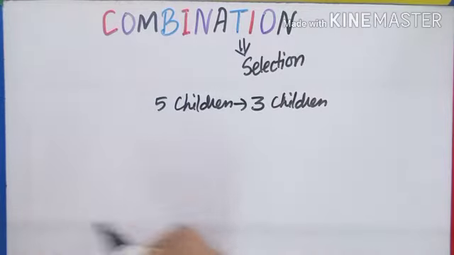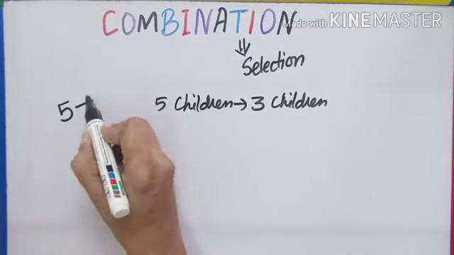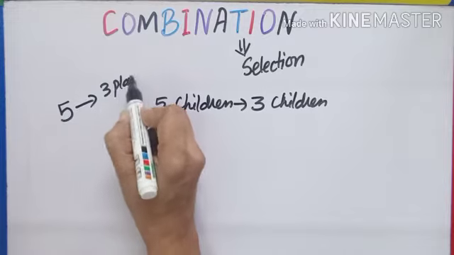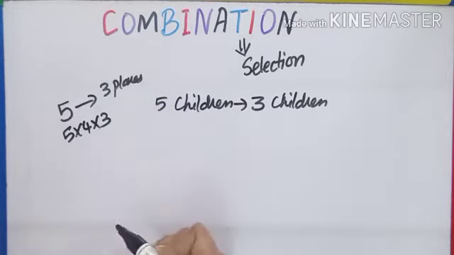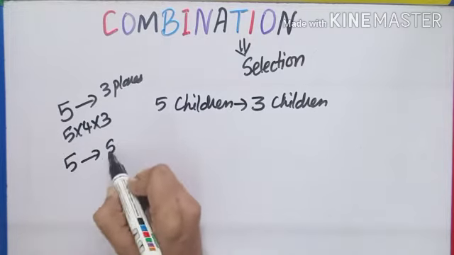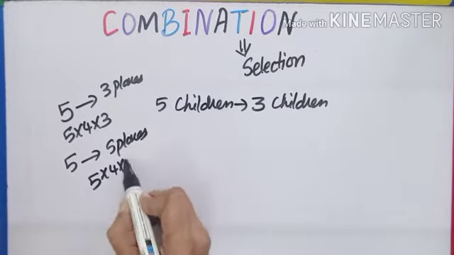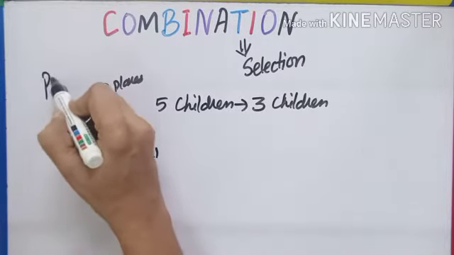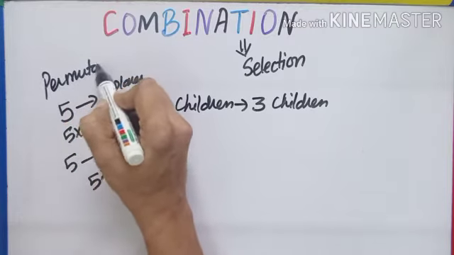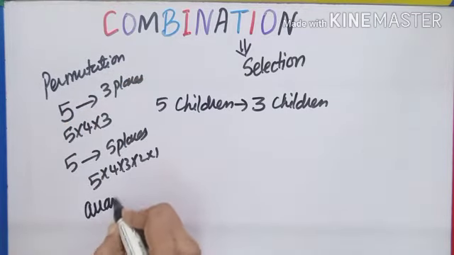In the previous exercise, we learnt 5 children are there. I can arrange in 3 places. How did I do it? 5 into 4 into 3. Or 5 children in 5 places. How did I do it? 5 into 4 into 3 into 2 into 1. So here I call permutation, which is selection as well as arrangement.